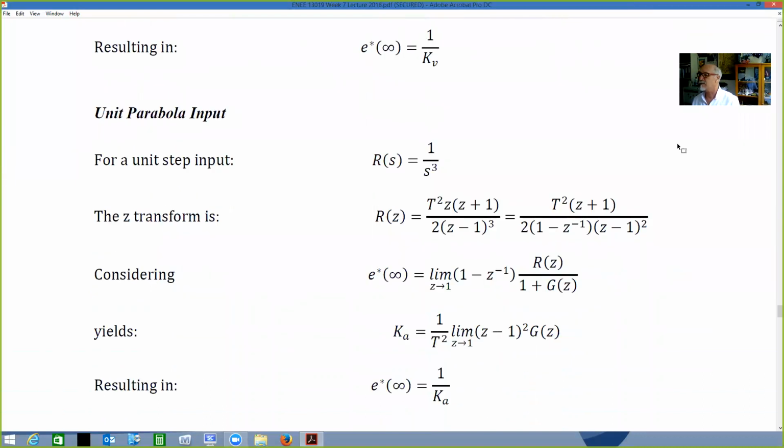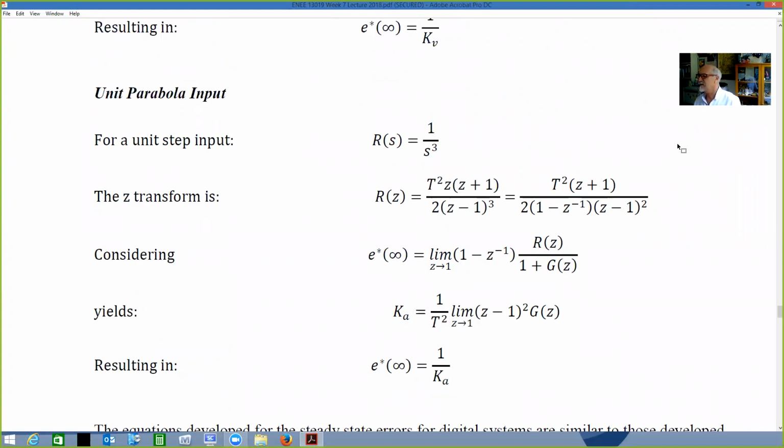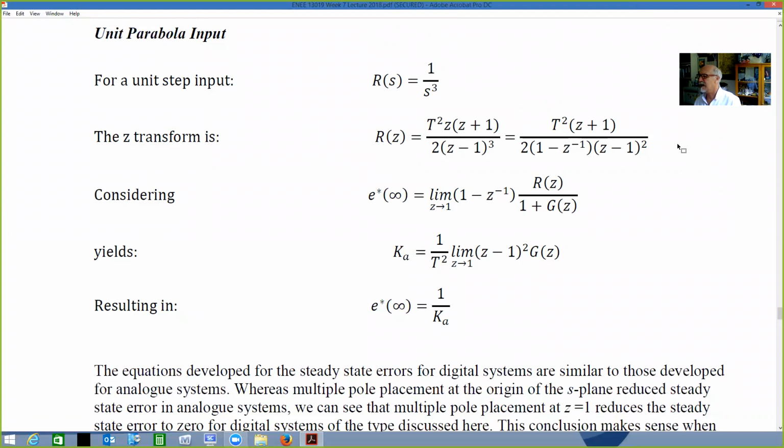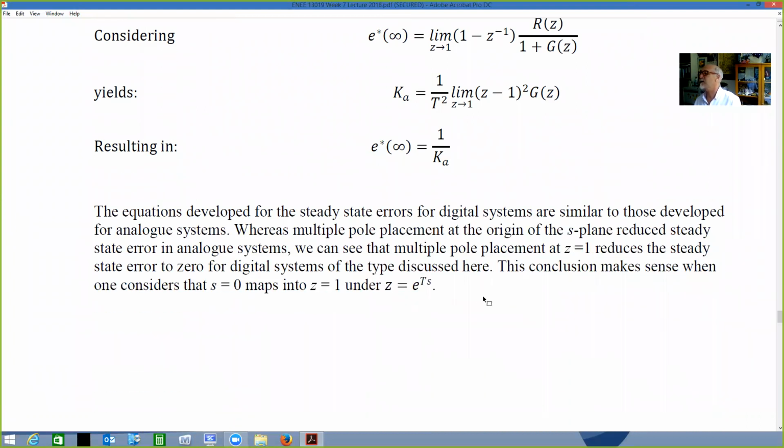Likewise with the parabolic input, that's 1 over S cubed, so the Z transform equals that, and we consider this process again. The equations developed for the steady state errors for digital systems, as you might imagine, are similar to those developed for analog systems. Whereas multiple pole placement at the origin of the S plane reduces steady state error in analog systems, we can see that multiple pole placement at Z equals 1 reduces the steady state error to 0 for digital systems of the type discussed here.